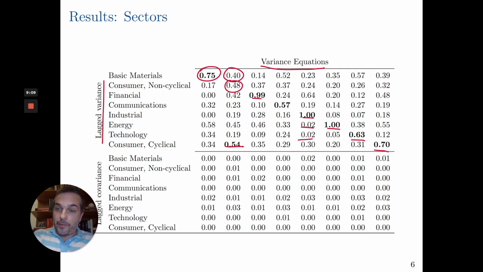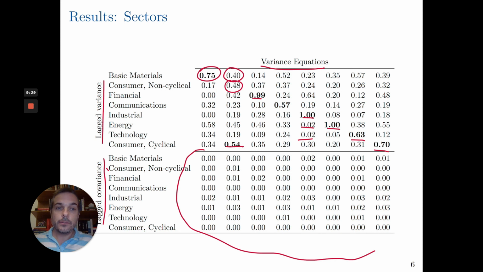So variance affects variance. But let's now move to lagged covariances. Here, how a lagged covariance, the off-diagonal element, affects a diagonal element. Okay? So you can see here, mostly zero. So off-diagonal elements are not important for diagonal elements. So past covariances have no effect on the future dynamics of variance. This is an interesting result.